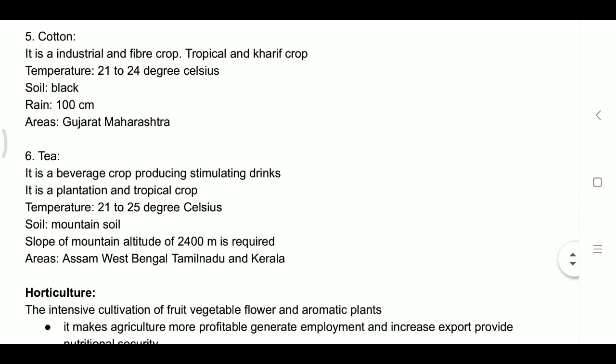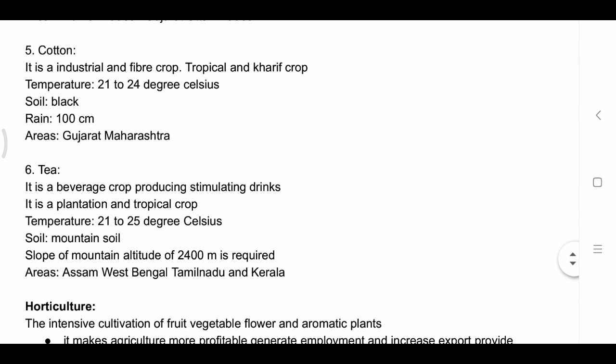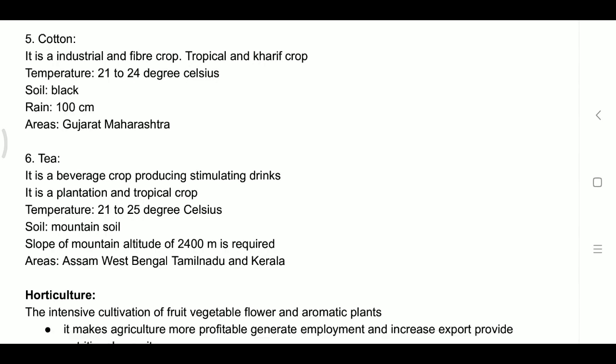Cotton is a fiber crop, an industrial crop, a tropical crop, and a kharif crop. It needs 24 degrees Celsius and black soil. So we call it black cotton soil, because black soil is suitable for cultivation of cotton. Gujarat and Maharashtra are the leading producers of cotton.